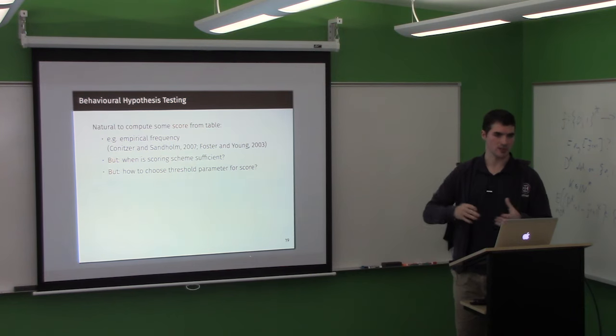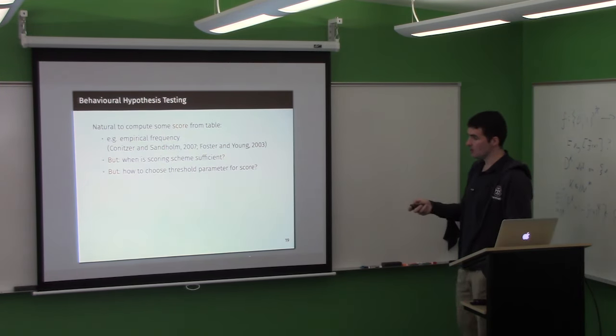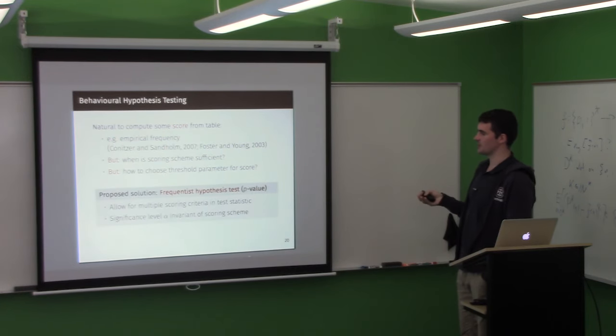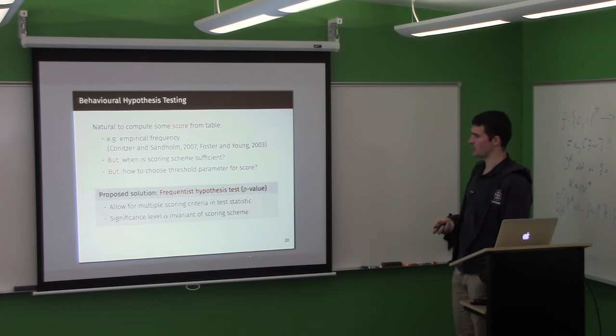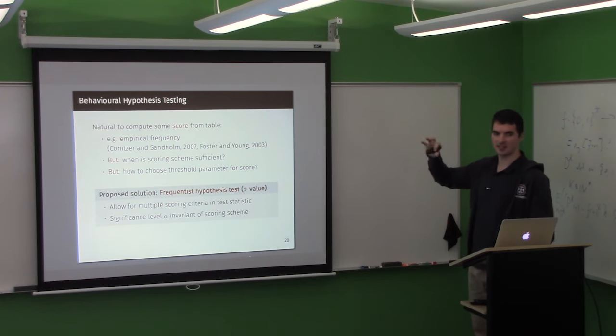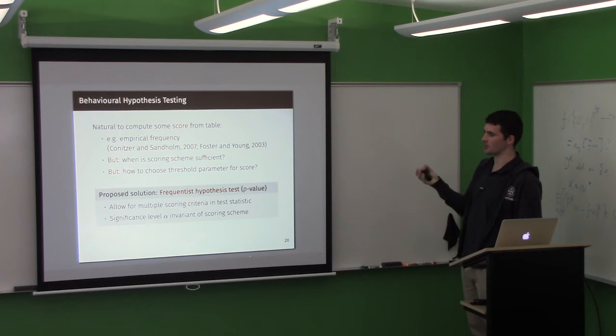And furthermore, once you change your scoring scheme, you will probably have to change the parameter as well, because the semantics of the parameter change. So what we propose instead is a method that is based on frequentist hypothesis testing, or a p-value calculation, which I'm assuming most people will be familiar with already. This has two interesting advantages. First of all, it allows you to combine multiple scores into a common test statistic. And this is done in the hopes of obtaining an overall more reliable and robust test statistic or scoring metric.